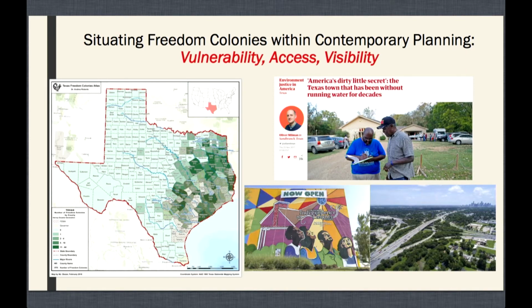And so also what I want to do is situate Freedom Colonies within contemporary planning because much of our work is focused on just that. In thinking about the three key threats to the survival of these places, we can characterize it as thinking about vulnerability, access, and visibility. Vulnerability due to their locations historically in bottom lands, making them particularly susceptible to flooding. Access in that they have little access to resources, and because people don't know where they are, little access and interaction with professionals like yourselves. And of course, the issue of visibility.